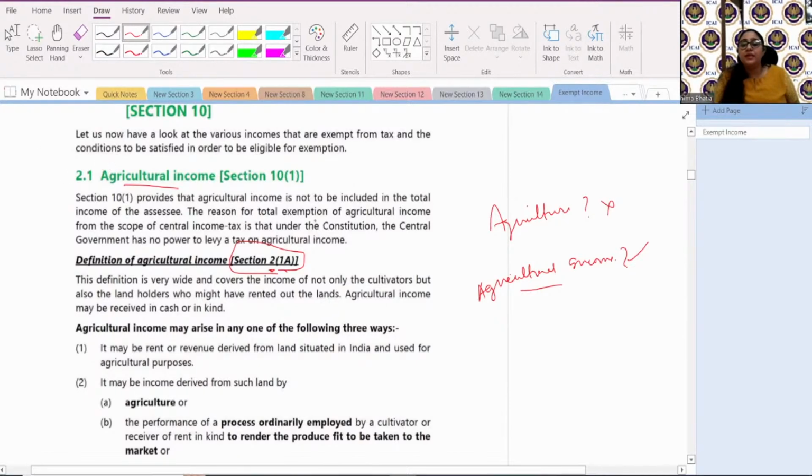Section 10 clause 1 tells me that agricultural income is exempt. But now the question is, what is agriculture? That is not defined, but we know agriculture is doing any activity which is connected to land, which will ultimately give me some kind of produce, and it definitely involves human and automatic skills. Okay. But what is agricultural income?